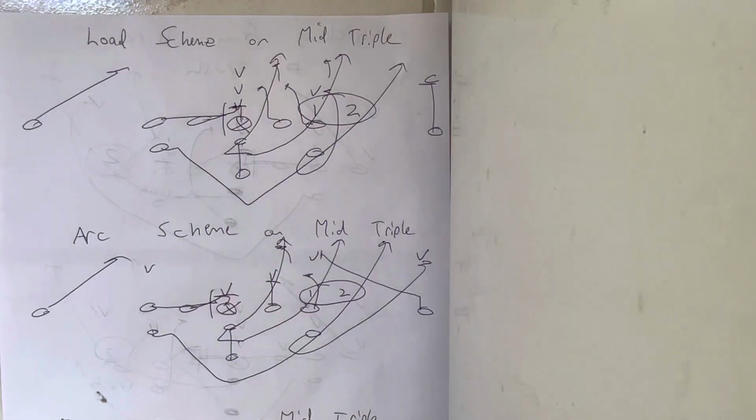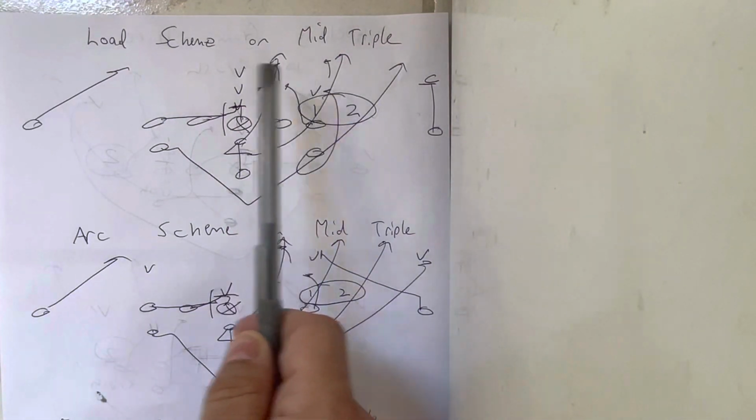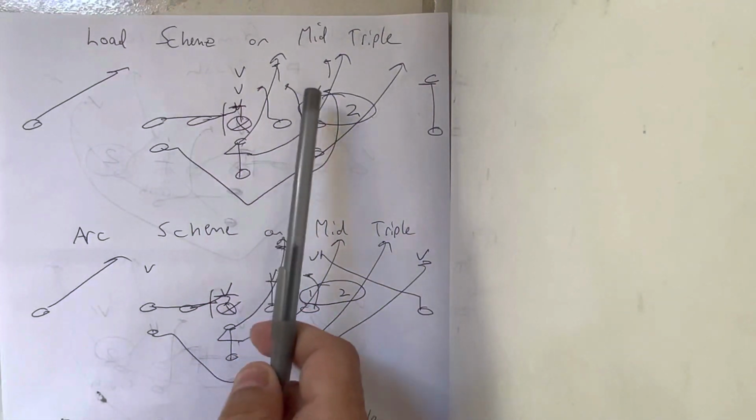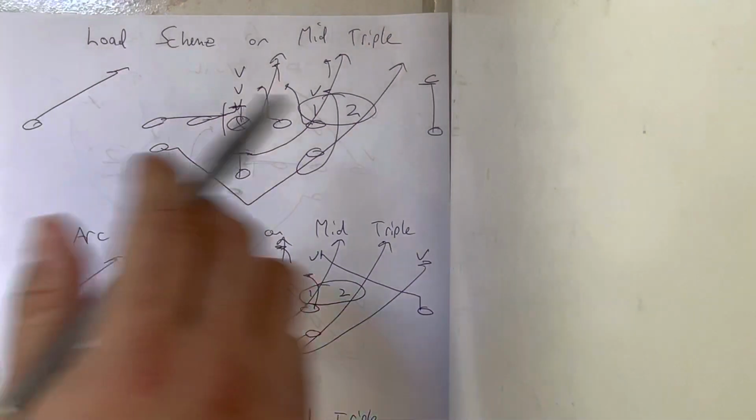So that means what's going to happen is the A-back is going to twirl and he's going to block the mic to the free safety. I drew this up against a triple stack defense because you have 2 mic backers in a triple stack defense. So that's a load scheme.